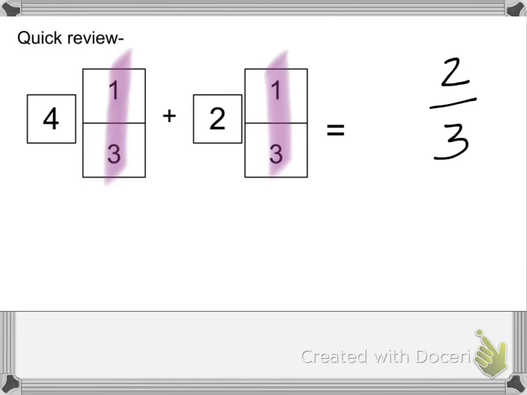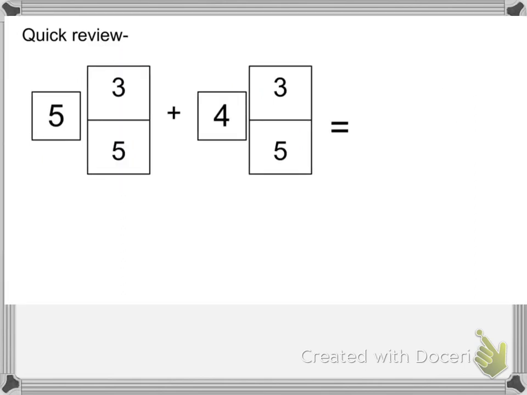And then you can go back and add the whole numbers. So my 4 and the 2, and that is 8. So my answer for this is 8 2/3. Next slide, same thing. Same common denominators, absolutely. So now I'm going to add my fractions. So 3/5 plus 3/5 equals 6/5.